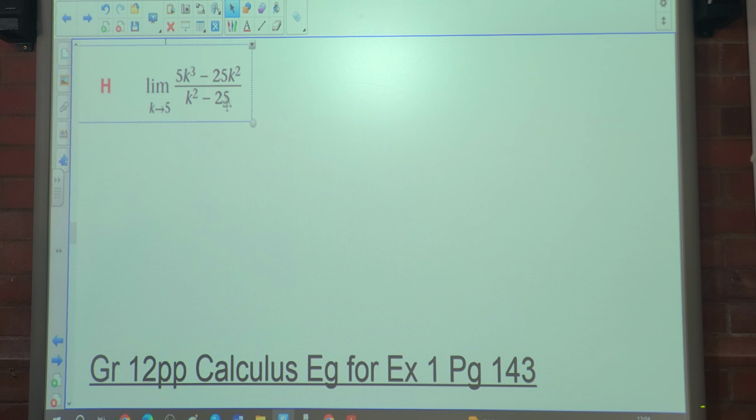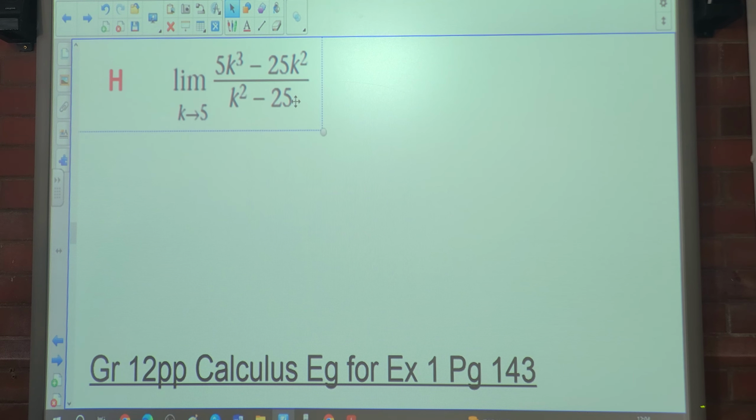Easiest chapter in paper 1. Now H. Can I substitute 5 into the denominator? No. Why? I get 0 and it becomes undefined. So do your thing, the substitution thing.